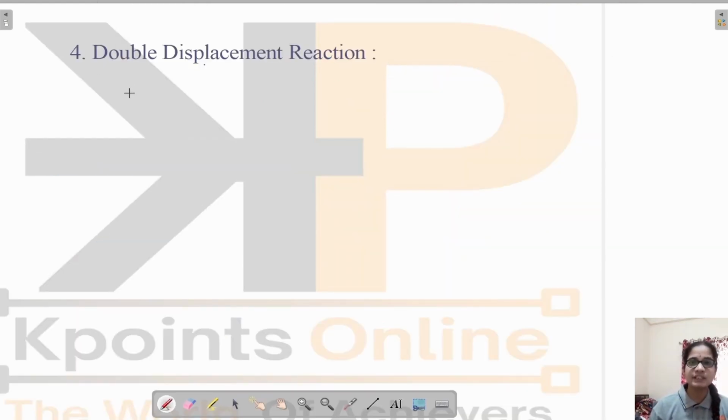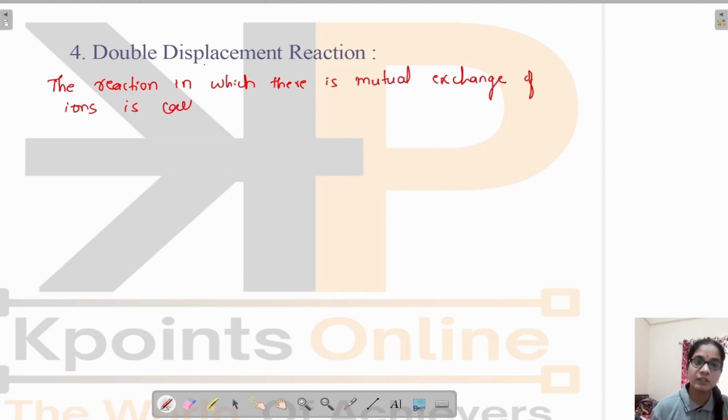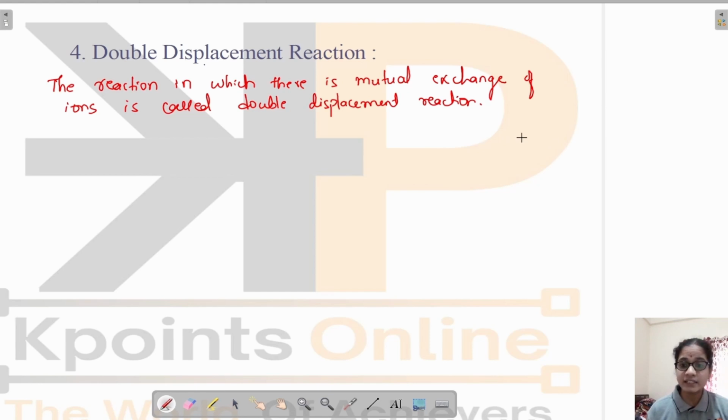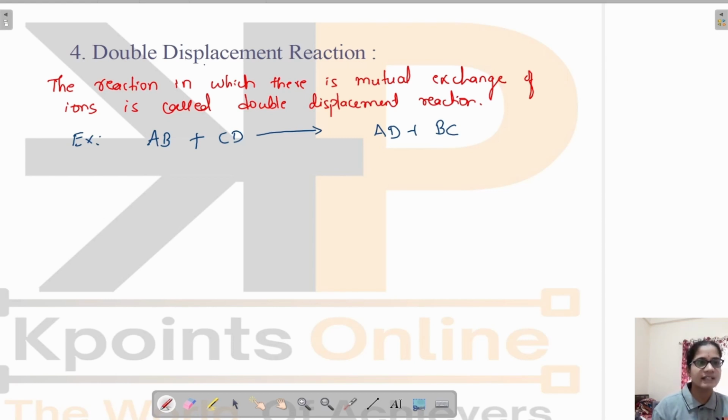Next is double displacement reaction. The reaction in which there is a mutual exchange of ions between the reactants is called a double displacement reaction. See here, in the earlier case only one element was displacing another element, but here there is an exchange of ions between the reactants. Like if it is AB plus CD, then it forms AD plus BC. There is a mutual exchange of ions between these two reactants, which results in the formation of two different products. Let us see the examples.